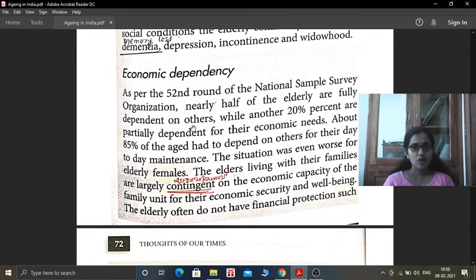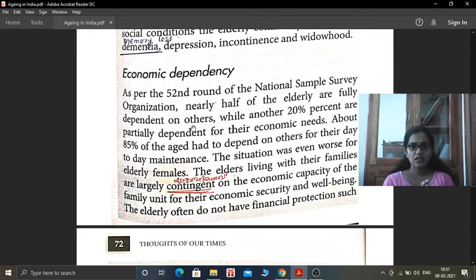As per the 52nd round of the National Sample Survey Organization, nearly half of the elderly are fully dependent on others. So the National Sample Survey Organization conducted a survey and concluded that 50 percent of the elderly people are fully depending on others for their existence. Others in the sense, probably their children themselves. And 20 percent are partially dependent for their economic needs.